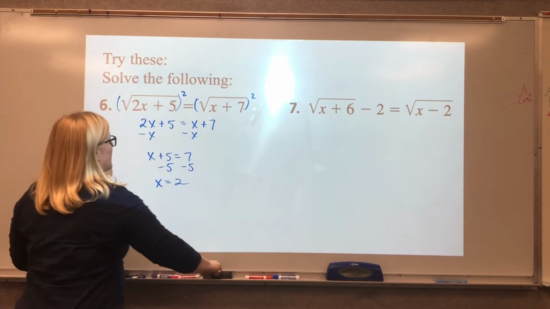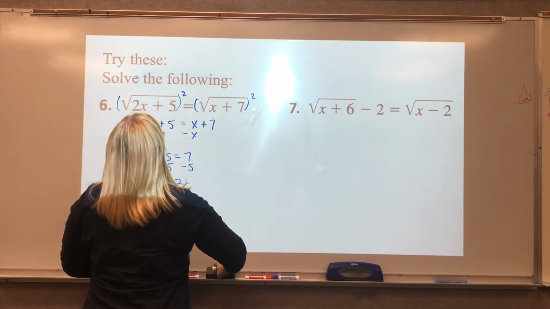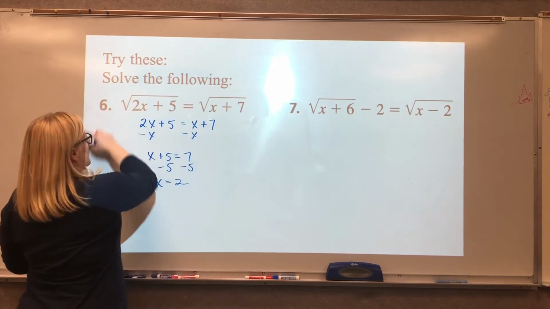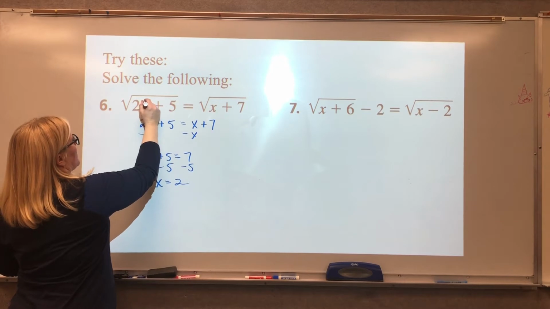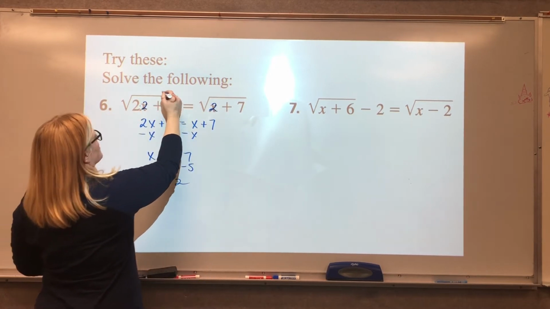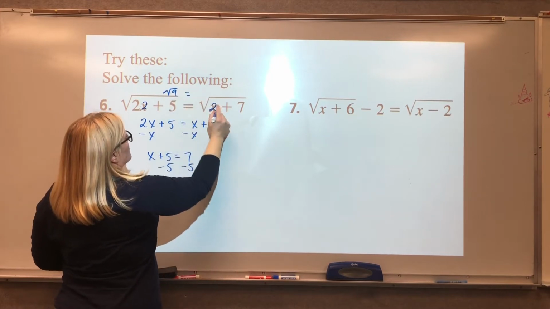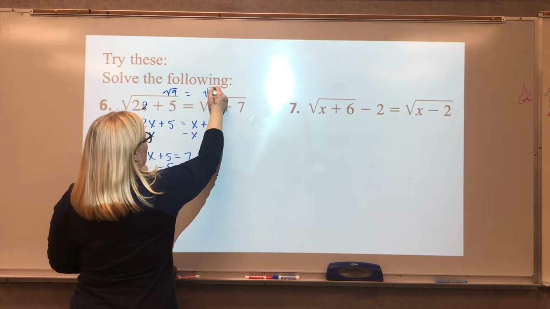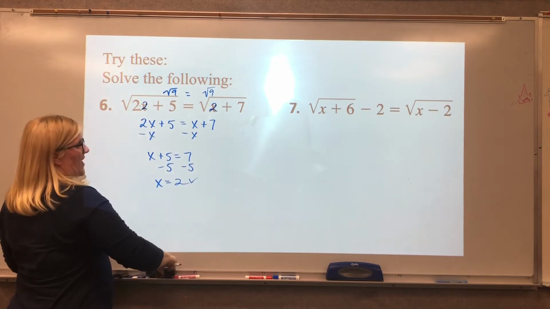So let's just plug it in real quick just to make sure that it works. Okay, if I plug in 2 right here and 2 right here, this is going to be 4 plus 5, so that's the square root of 9, equals 2 plus 7 is the square root of 9. So 2 is my answer.